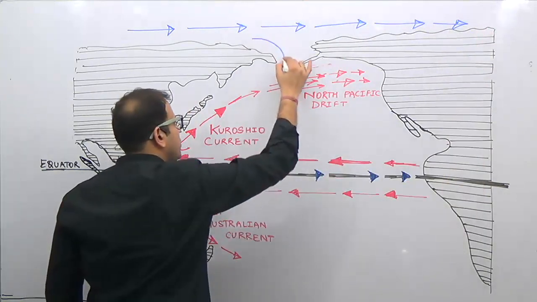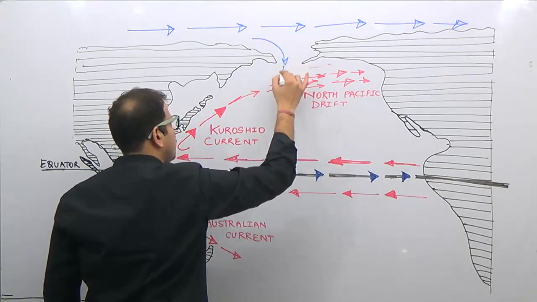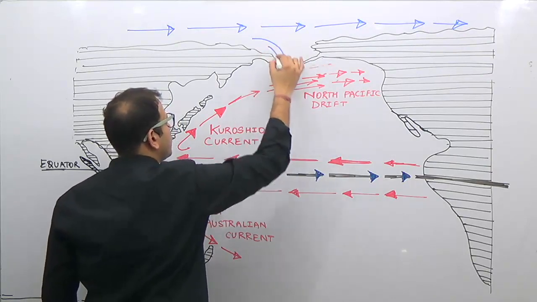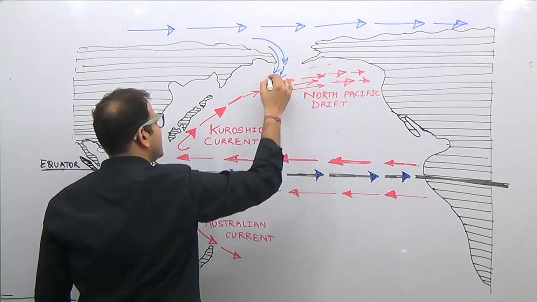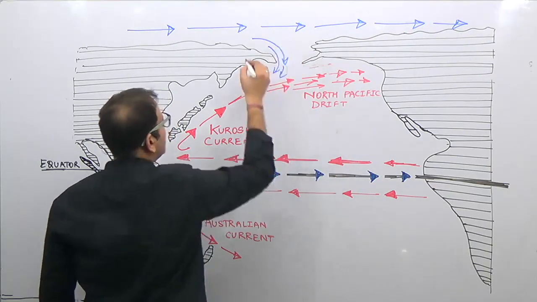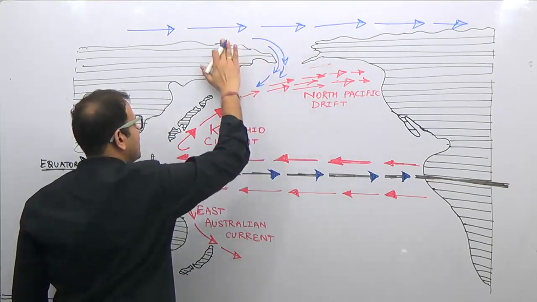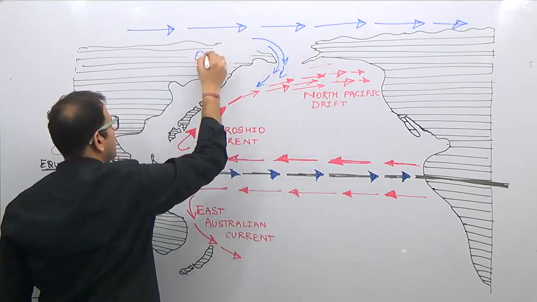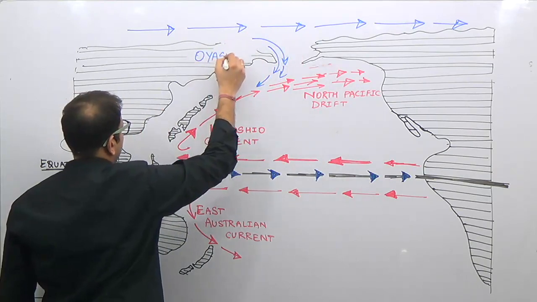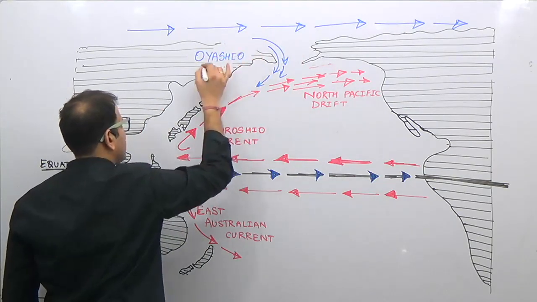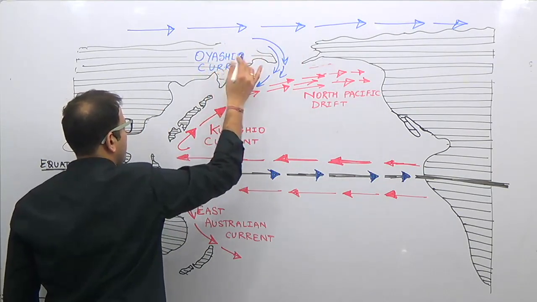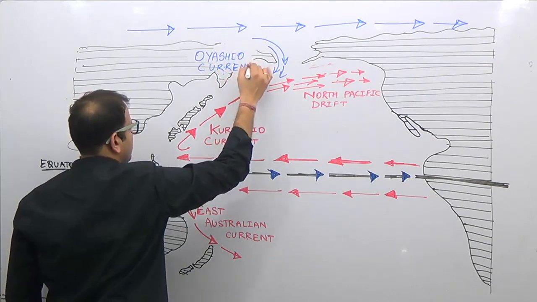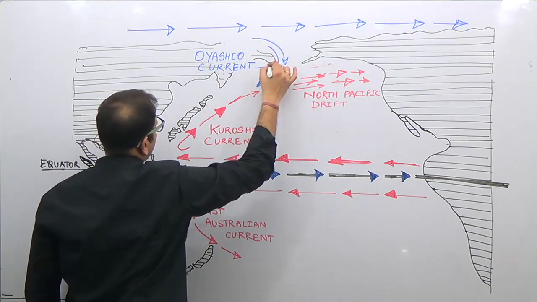Some water of the west wind drift comes downwards to form here the Oyashio current system, to form a cold current system in this region, which is known as the Oyashio current system. So I will rub this part now here, and I will write this Oyashio current system. This is the Oyashio current system. So this part is the Oyashio current.